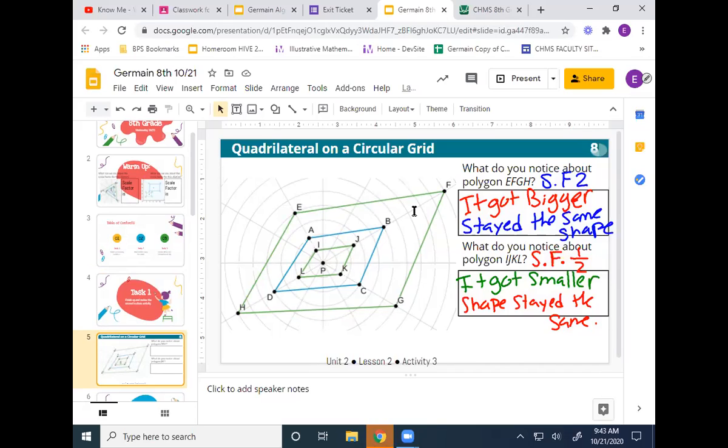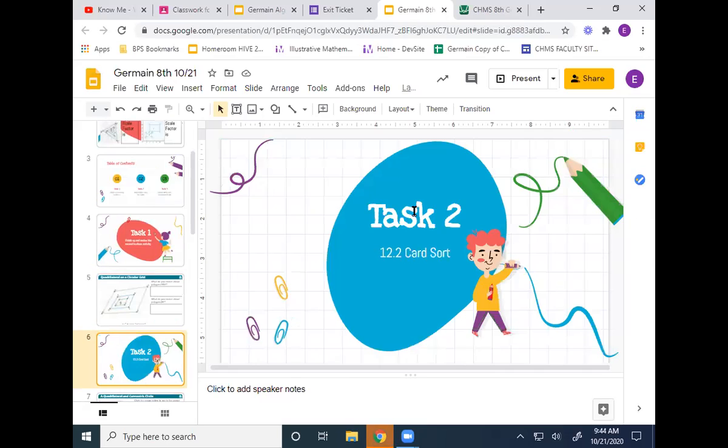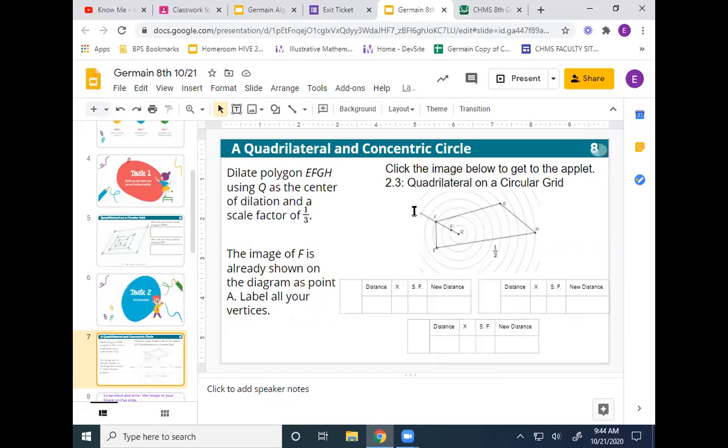Okay. So let's take a look at slide number 6 now. On slide number 6, we're going to use the computer to do another dilation. We're going to be looking at task number 2. It's not a card sort. We're actually going to be doing this activity here. I'm going to come around to my computer so that I can show you what I need you to do on your computers as well.